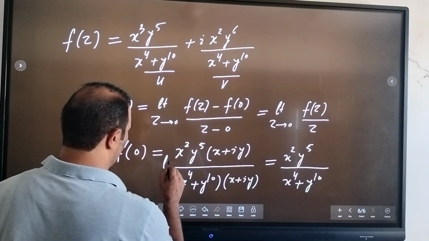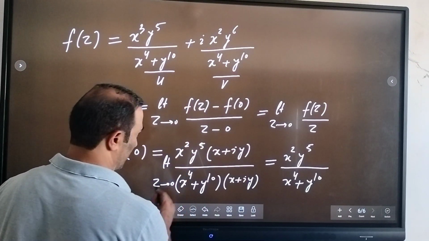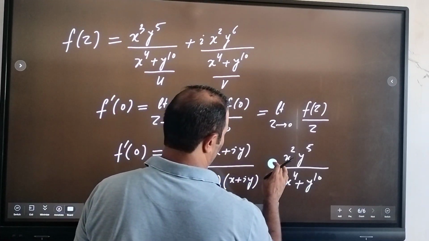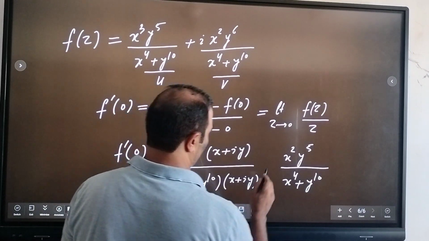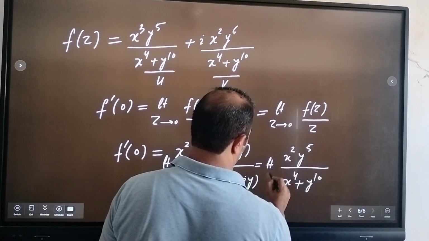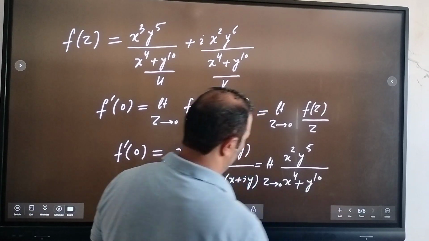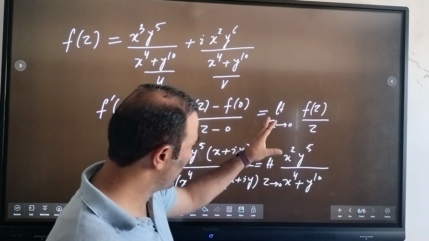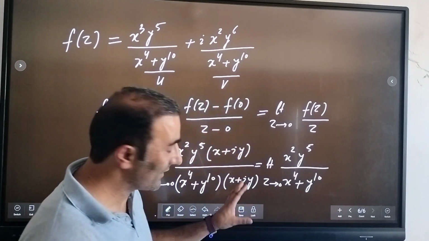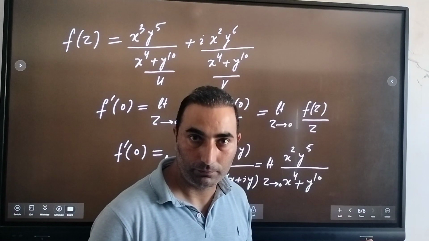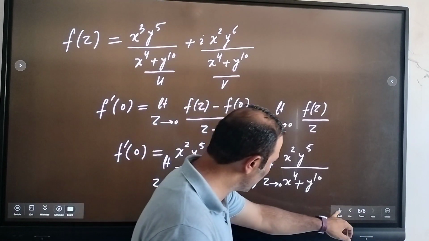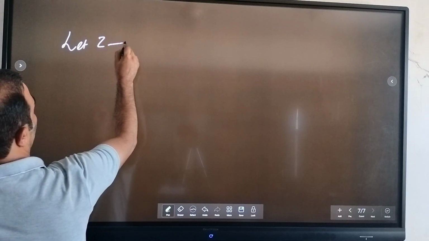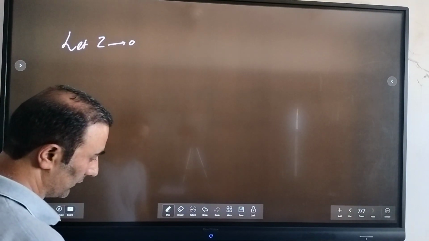And that limit z tends to 0. So this is very clear, because limit z tends to 0 here, and this is f of z by z. Okay, now let z tend to 0 first, right? So we have two cases here. First we will choose that let z tend to 0.